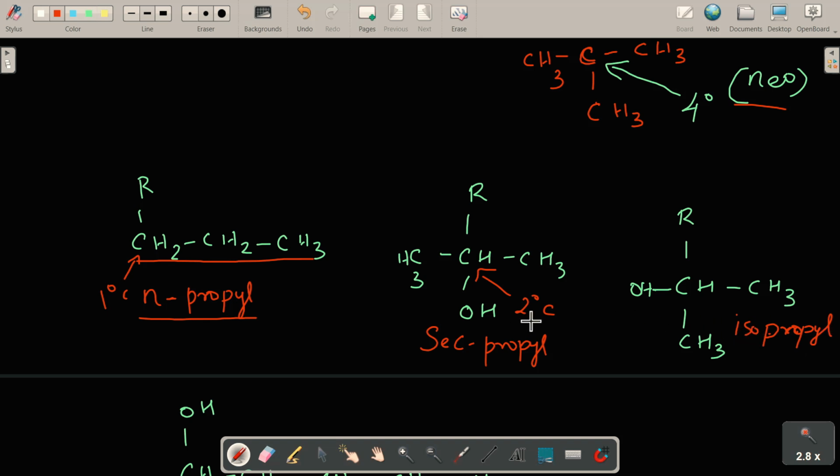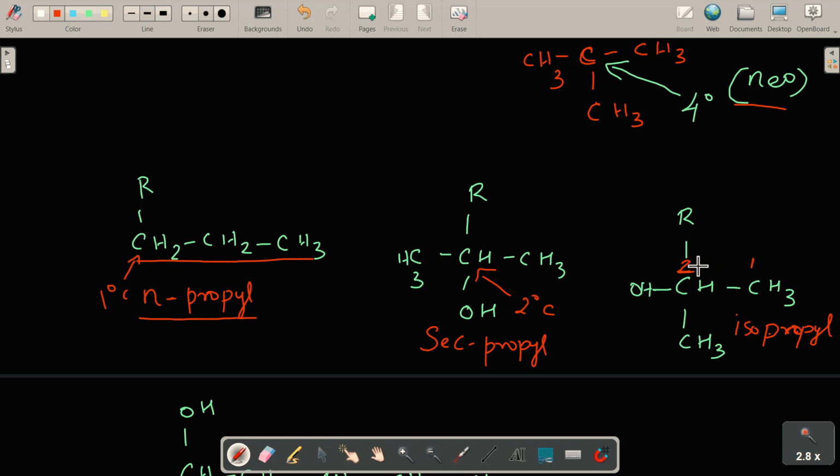So this is the difference between secondary propyl and isopropyl. Usually the isopropyl group will not be a straight chain. It will be a branched chain, like one of the carbon atoms will be shifted down. So it will be a branched chain, and the one methyl group which is shifted down will usually be in the second position.